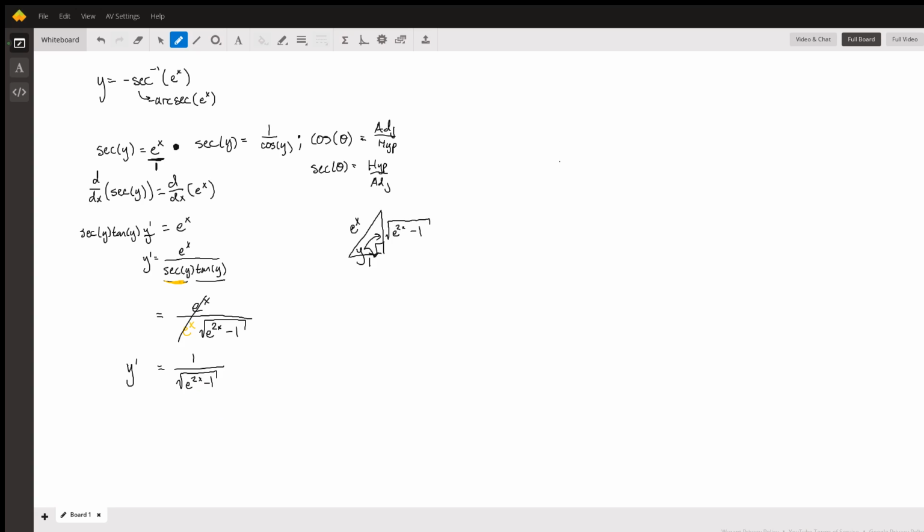So now we know that the derivative of inverse secant of e to the x is equal to 1 over the square root of e to the 2x minus 1. So that means that the derivative of y, being equal to negative secant inverse of e to the x, is going to be equal to negative 1 over the square root of e to the 2x minus 1. There's a negative right there. And this is your final answer.